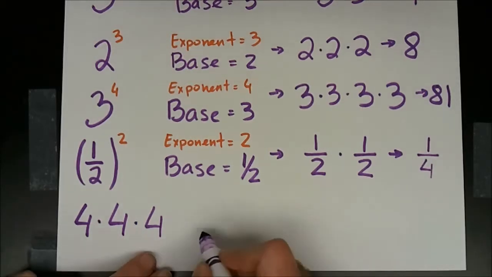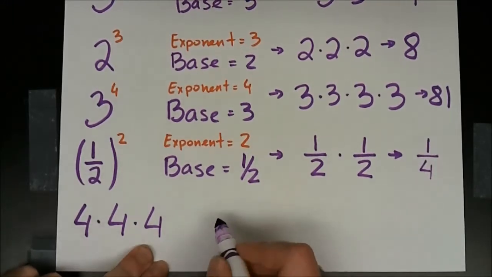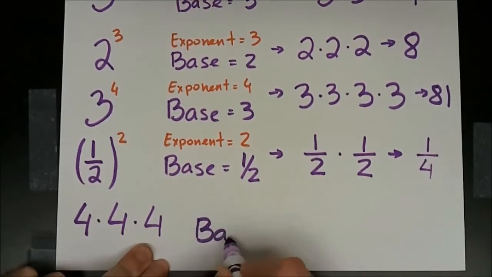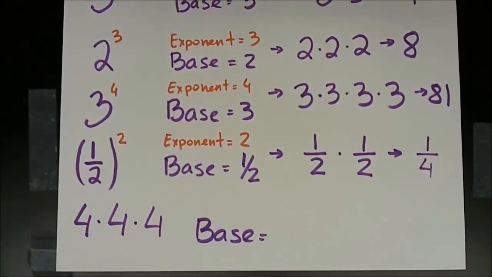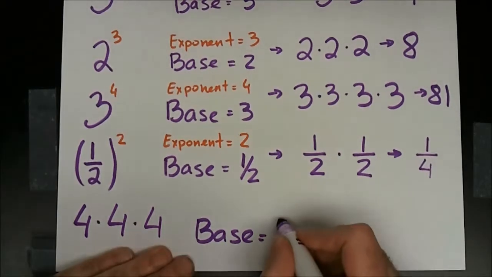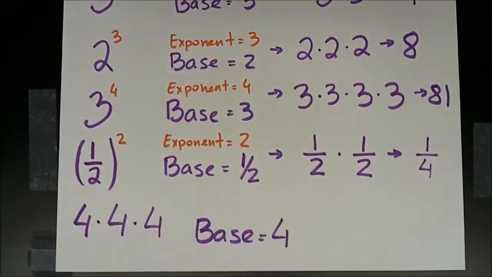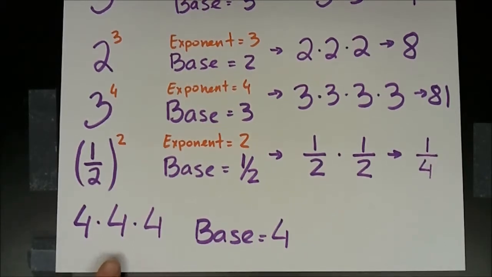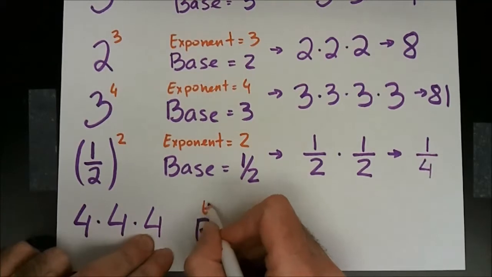First question, what is my base? Well, that should be fairly easy to figure out. So what is the base? If you said 4, you would be correct. Now, how many times am I multiplying the base against itself? 1, 2, 3. That's the exponent, essentially. The exponent tells you how many times to multiply the base against itself. Since I'm multiplying the base 4 against itself 3 times, that's the exponent. The exponent is 3.